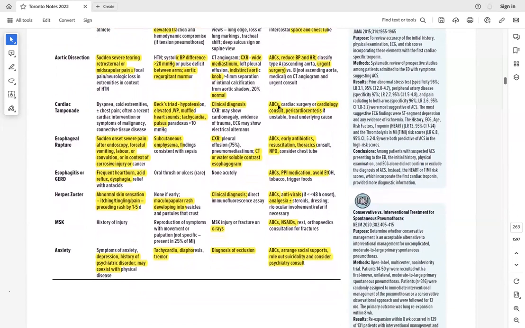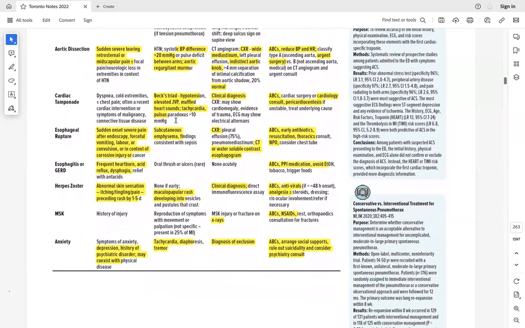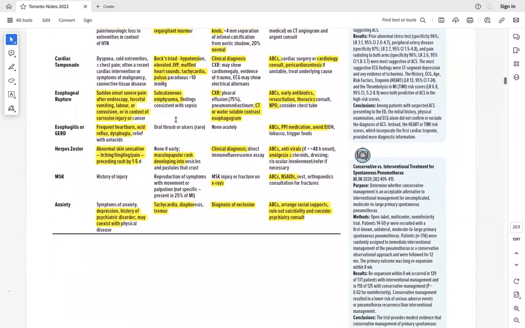Cardiac tamponade, we did it: Beck's triad, clinical diagnosis, pericardiocentesis.